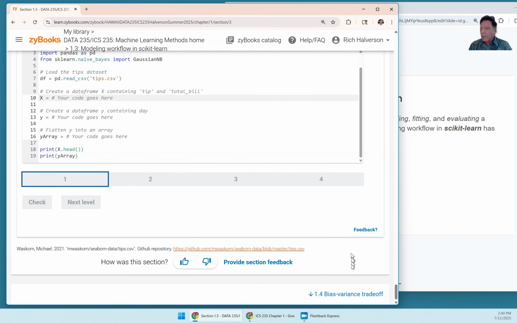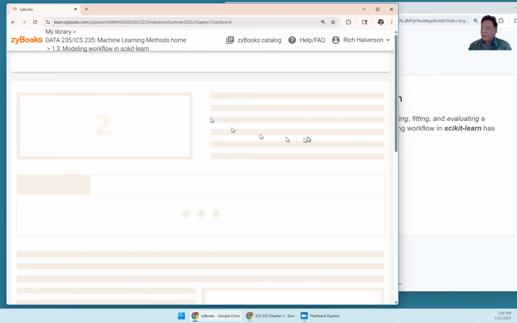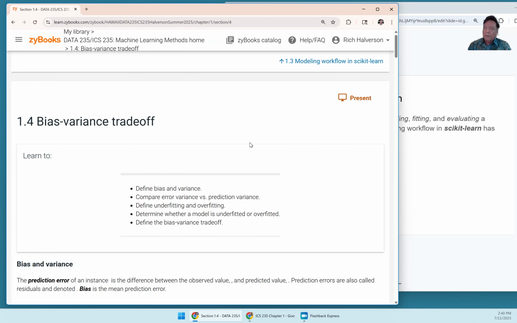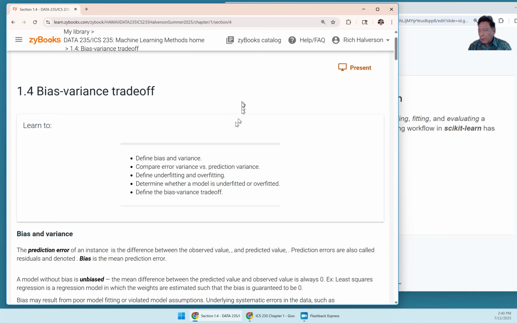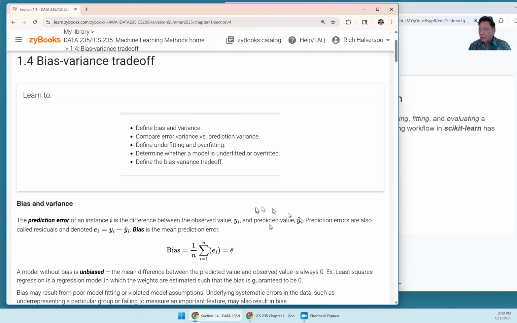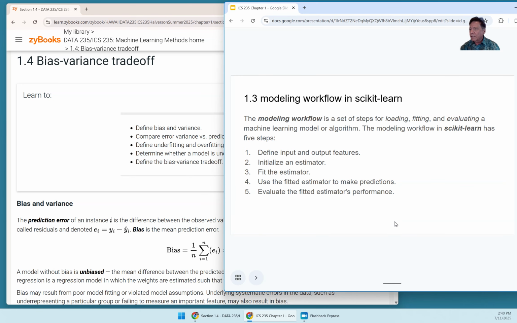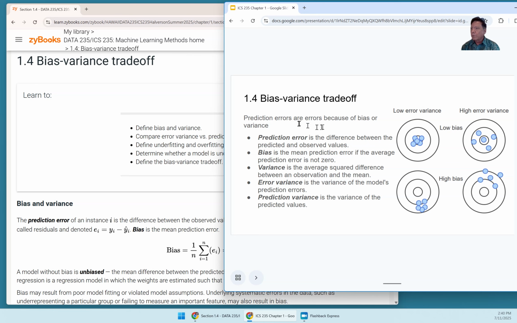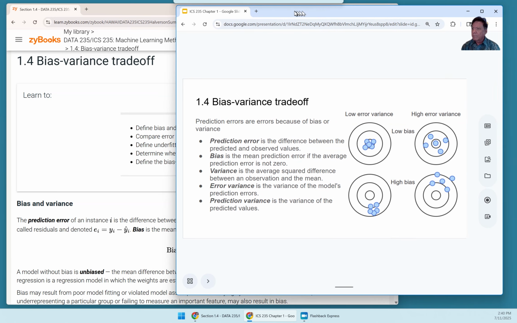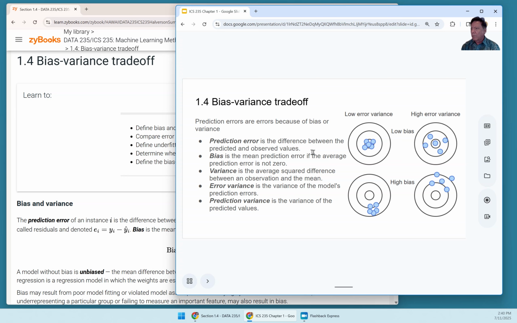Now this fourth section is the last important section. Well, actually, all the sections are important, but this is for being able to do the labs and all the challenges and so on. You learn about this bias variance trade-off. Let's see what my notes are. There are prediction errors.